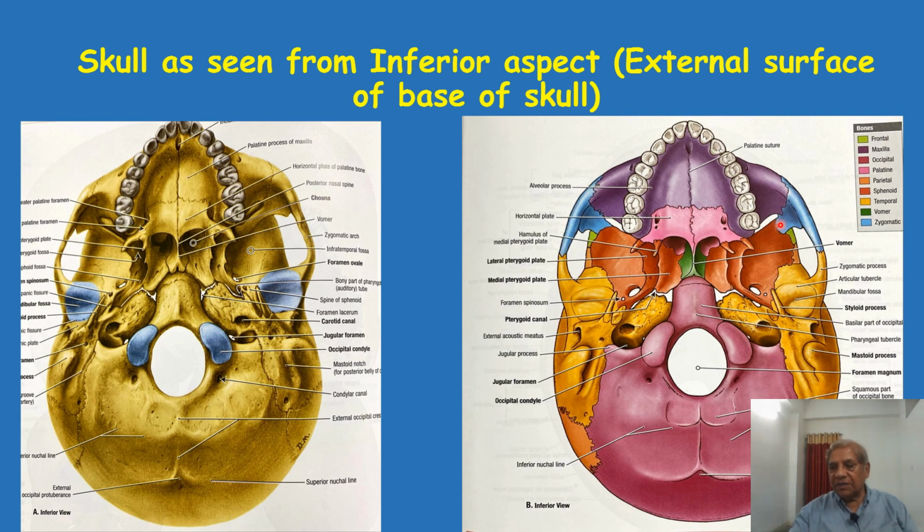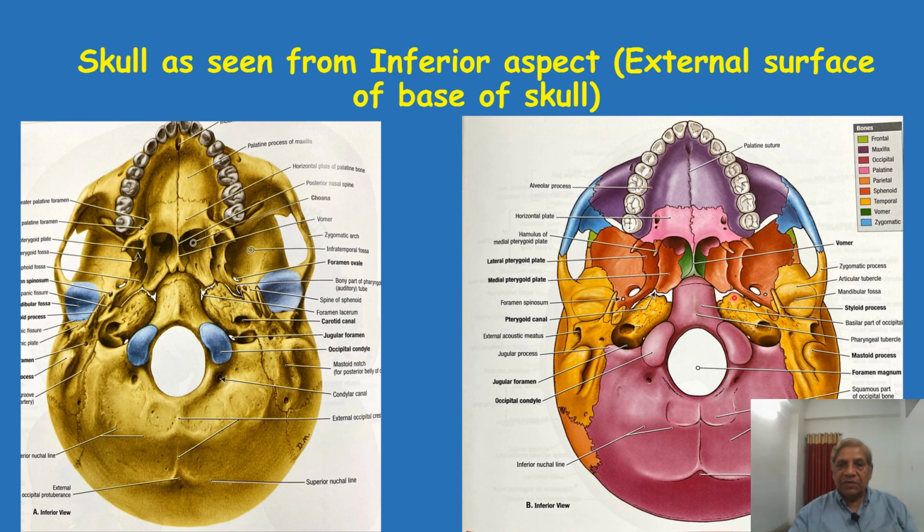Now the next question will come: what are the different foramina and fissures seen on this surface? I told you that there will be many foramina and fissures seen here. You can see a fissure between the maxilla and the greater wing of the sphenoid. This is the inferior orbital fissure, which opens into the orbit.